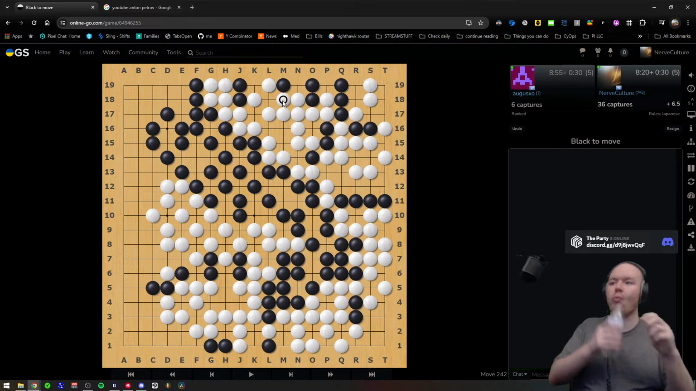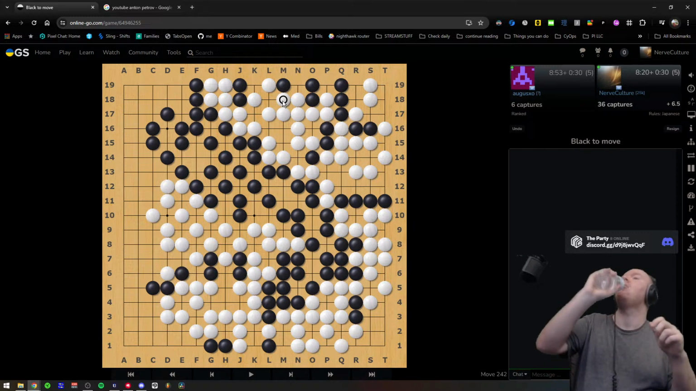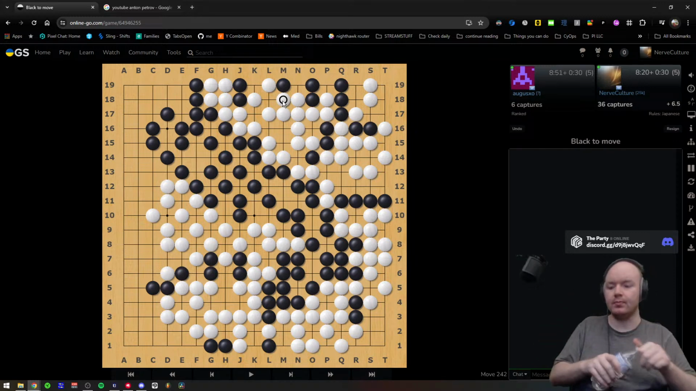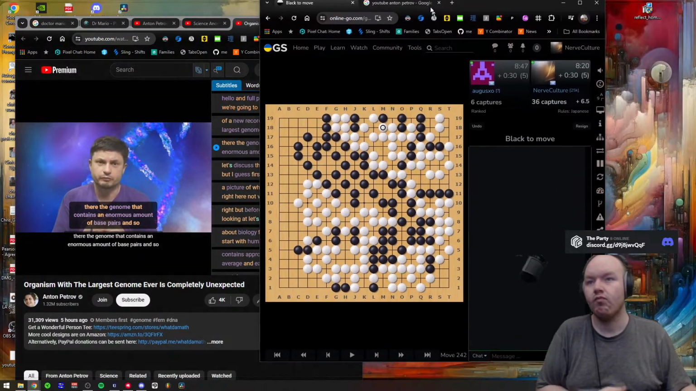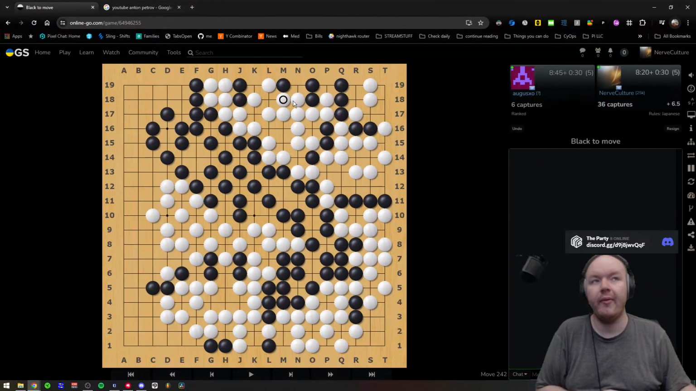Today we're going to discuss a discovery of a new record holder. The discovery of the largest genome in any organism out there. The genome that contains an enormous amount of base pairs, and so let's discuss this in a little bit more detail. But I guess first, let me show you a picture of what this organism is. And it's right here. Not very impressive, right? But before I explain to you what we're looking at, let's talk about biology first.